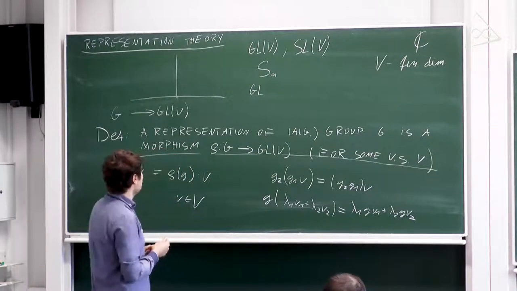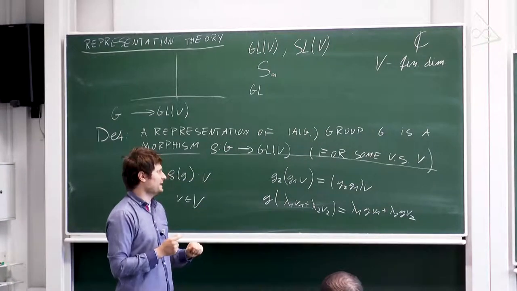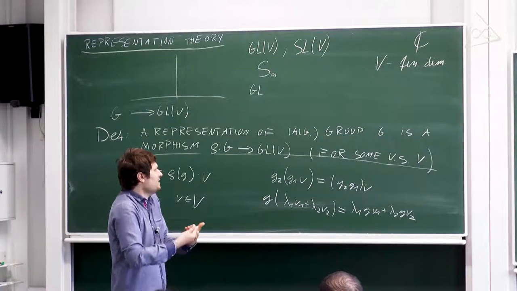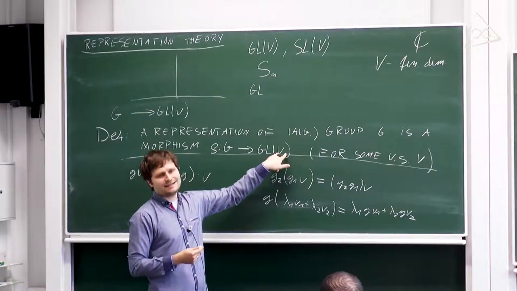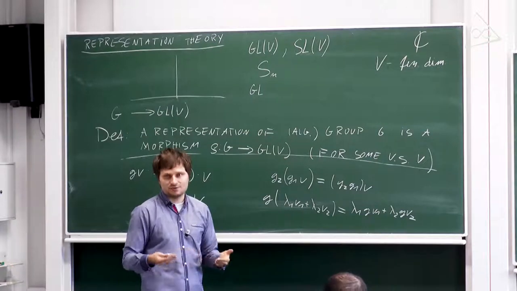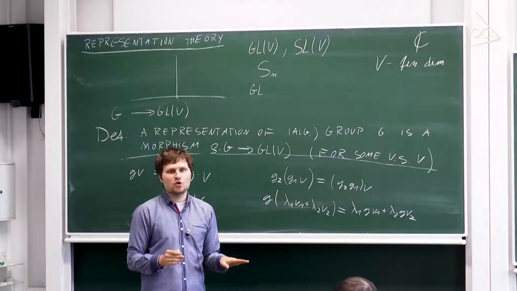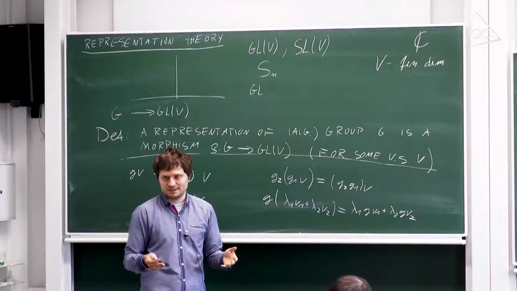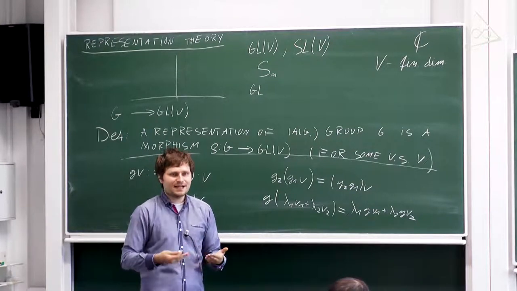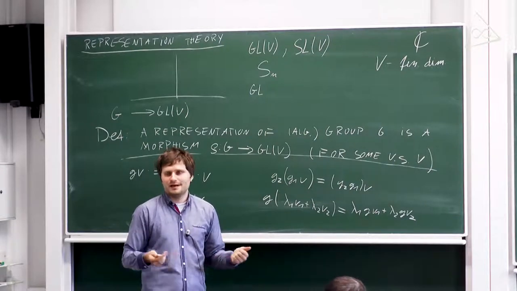Usually one refers to the map as a representation, but if the map is self-understood, we just call the vector space the representation. And we say that the group acts on this vector space. If I just give you a vector space, there is no way you can guess what kind of representation this is, but sometimes it comes with a natural structure, with a group acting on it.